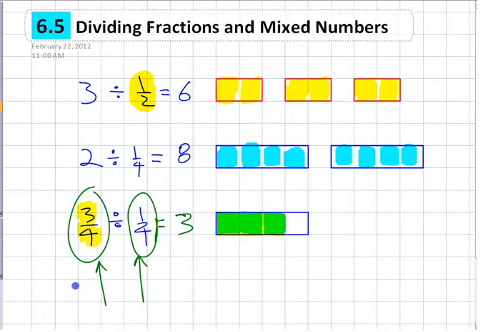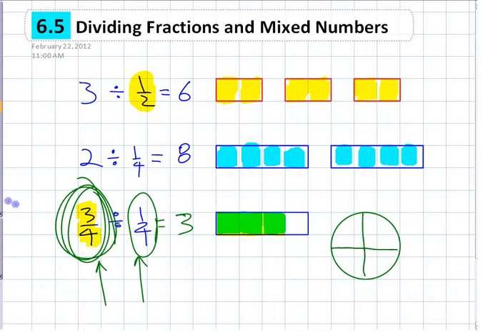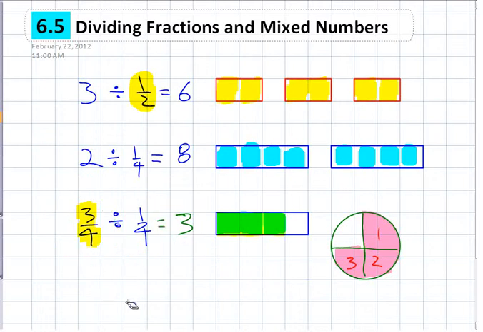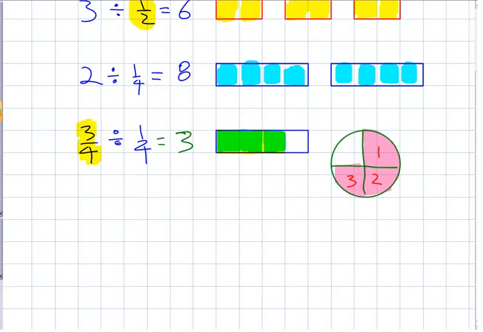It can be a circle. You can use whatever model you want. It doesn't have to be rectangles like that. If you have a circle and you say, I have 3/4, all of this shaded here, and you want to divide it by 1/4, you're asking how many 1/4 fit into 3/4? Well, 1, 2, 3, right? That's why it's 3. It gets more difficult when you can't directly count like that.